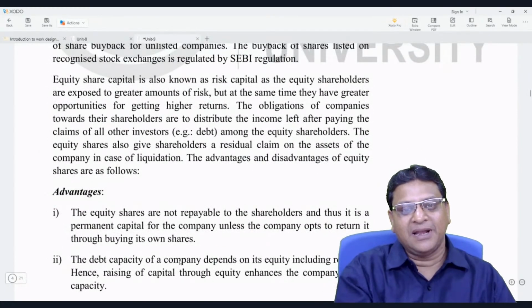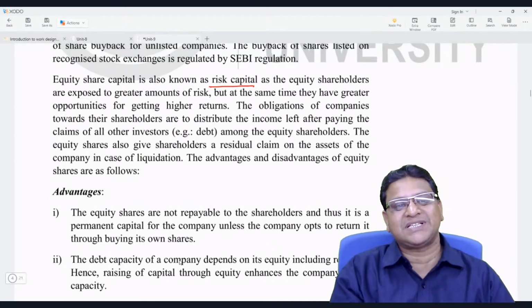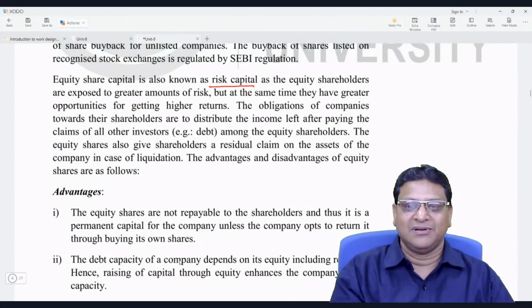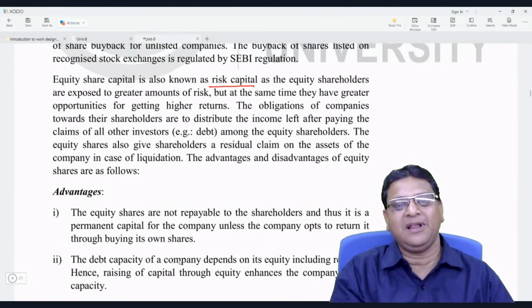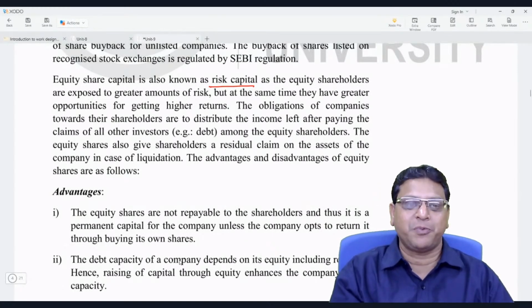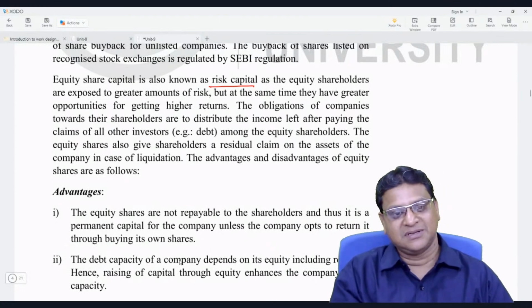Equity share capital is the most risky capital in an organization. Why is it the most risky capital? Because there is no guarantee of getting a return. There is no compulsion. The company is not bound to provide a return to equity shareholders. Dividend the company may provide or may not provide to equity shareholders. That is equity share capital.